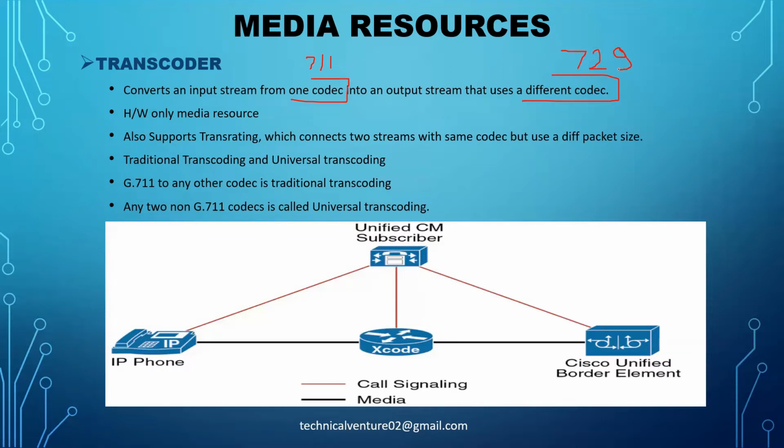Okay, then we have this transcoder. Transcoder is not a software media resource. This is a hardware only media resource. This transcoder is also capable of performing the same functionality as a media termination point. What your media termination point can do is also conversion, but it can't convert from G711 to G729 and all other things. But this transcoder can do the work of MTP as well.